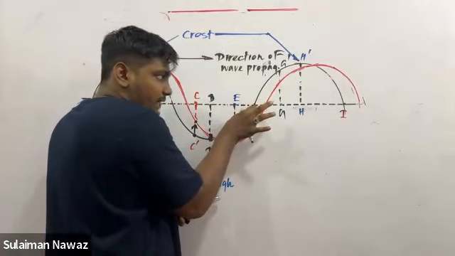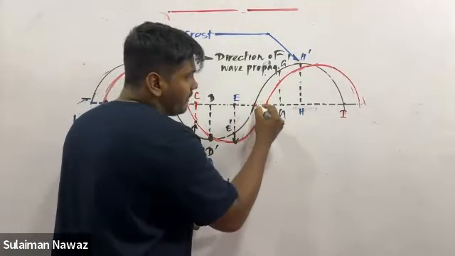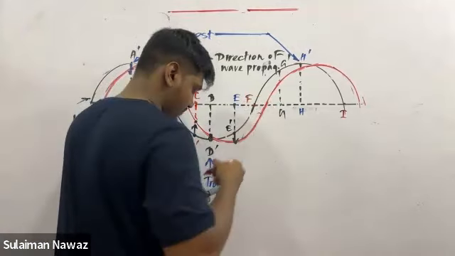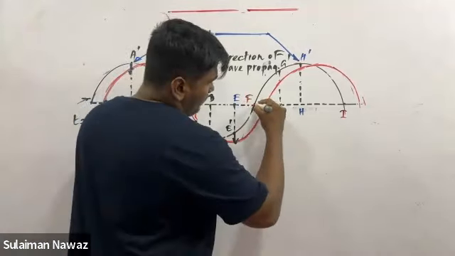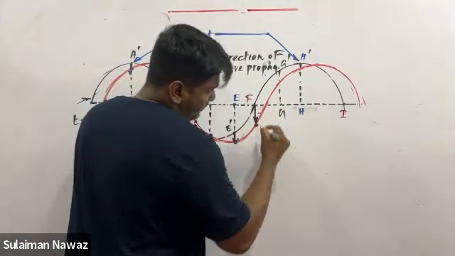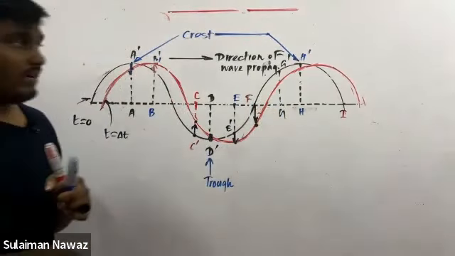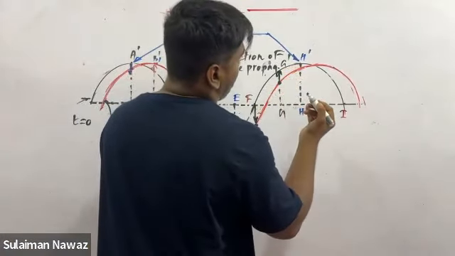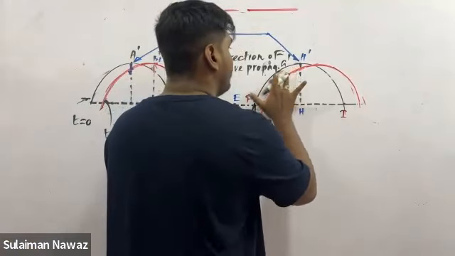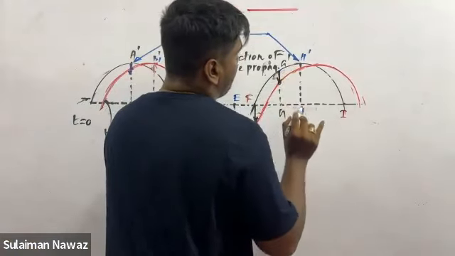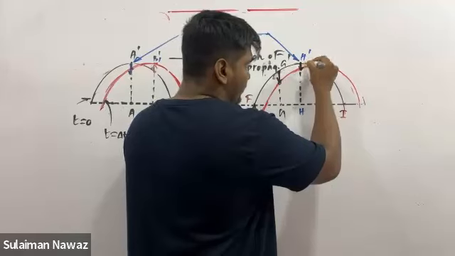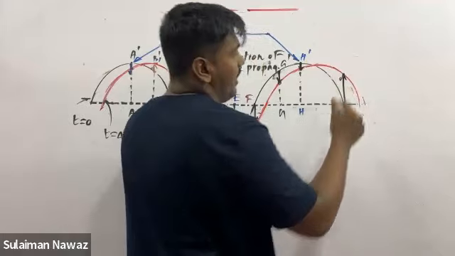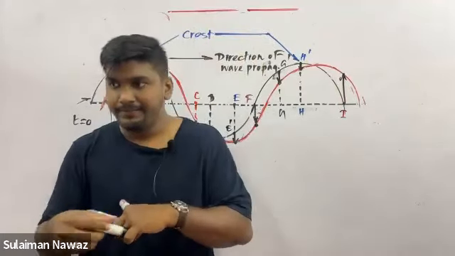Then what happened to capital F? When t equals 0, capital F medium particle was at 0 displacement. Now capital F medium particle has moved downward direction. What about capital G? Shifted upward direction. Sorry, shifted downward direction. Then I think you can understand. Now, very carefully listen.